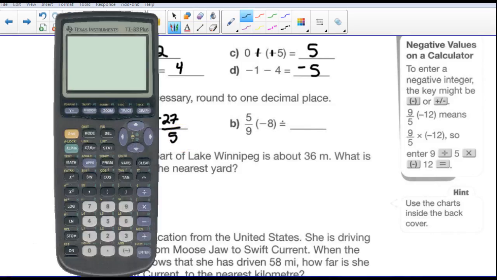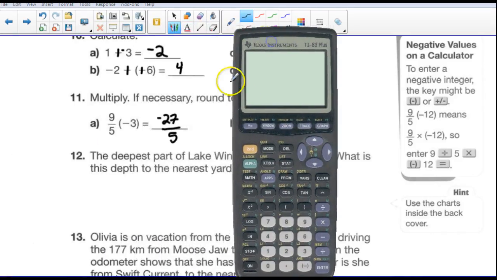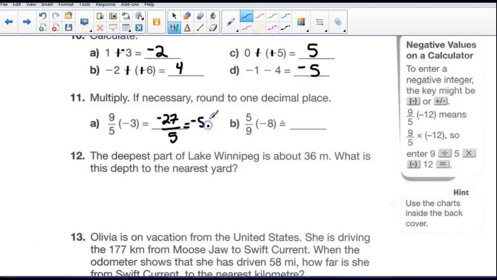Or we can take our calculator, turn it on, clear it, and take 9 divided by 5, hit equals, and multiply that number by negative. Here is the negative sign right here. Don't use the subtract sign to put in a negative number. You must use this one right here. Times negative, and notice how the little negative sign comes up here, times negative 3, and I get an answer of negative 5.4. Let's see if that's the same as negative 27 divided by 5. If I take negative 27 and divide that by 5, I get the same answer, negative 5.4.